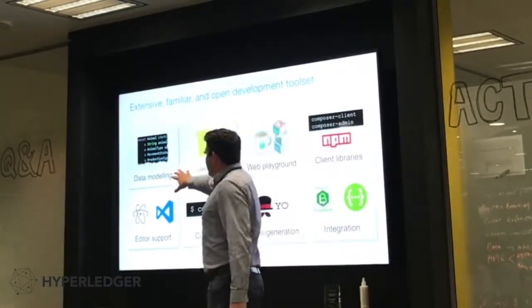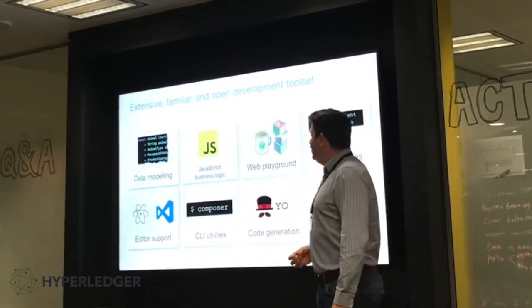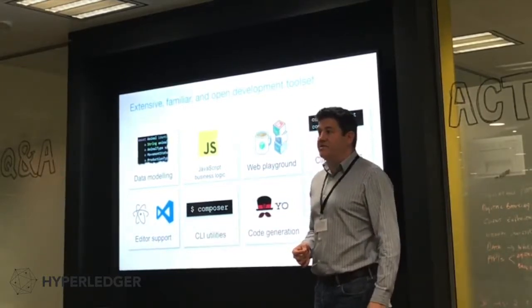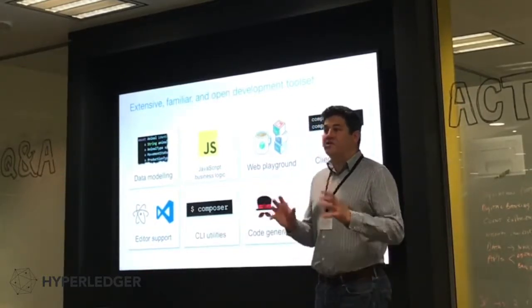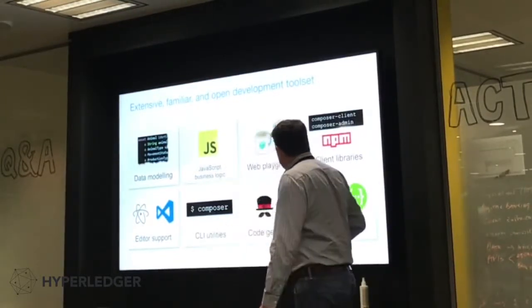So you model your data in the Composer modeling language. That's something that we did have to build and define ourselves because there are no existing schema languages that are sufficiently blockchain aware for our purposes. You write your business logic in JavaScript.